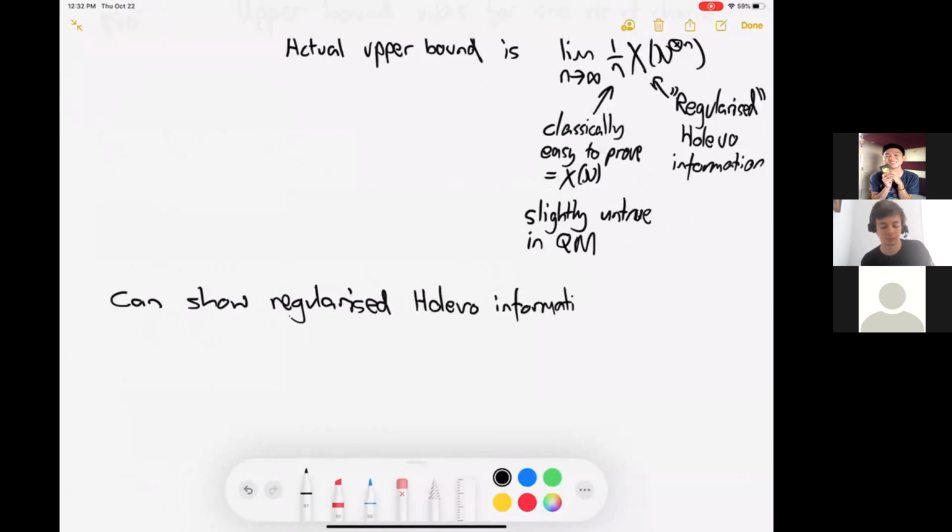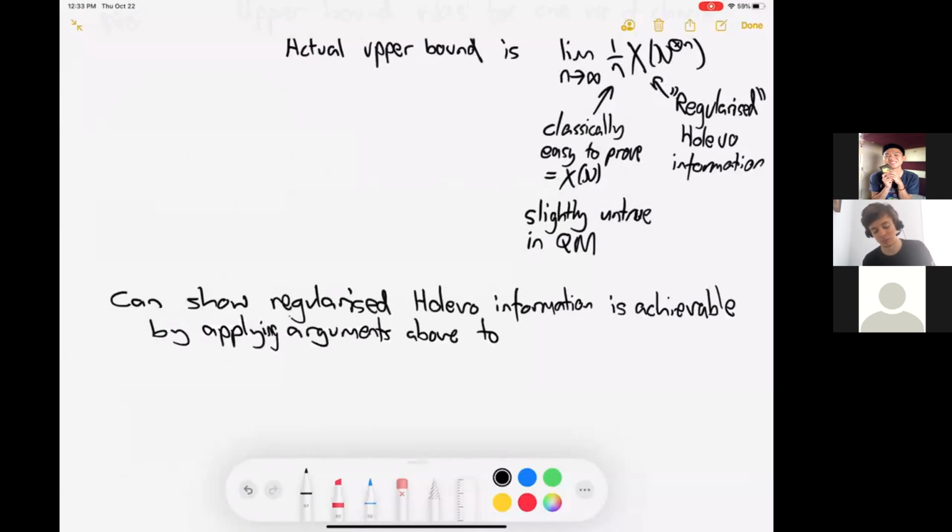And the way we do that is just apply all our arguments from before to chi of n copies of the channel, right? We just start with something on n copies, and then we just go through the exact same motions.